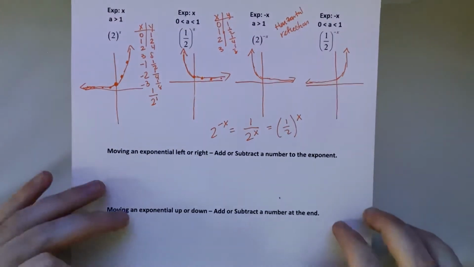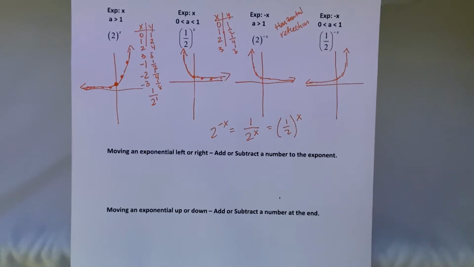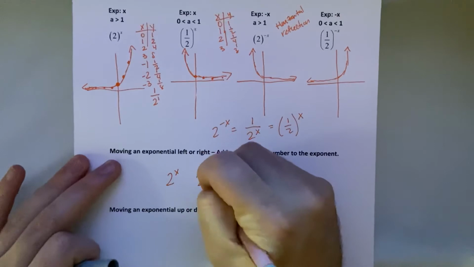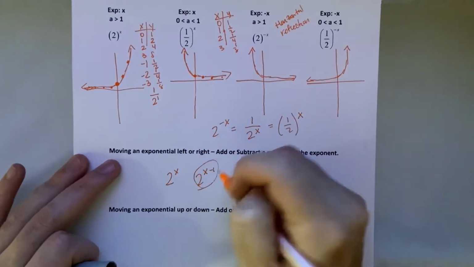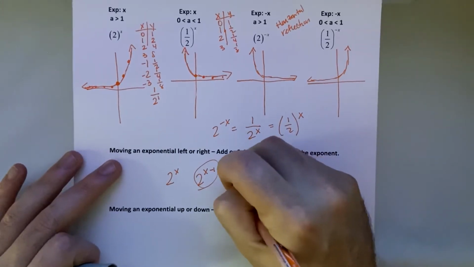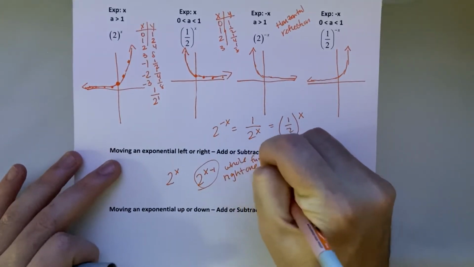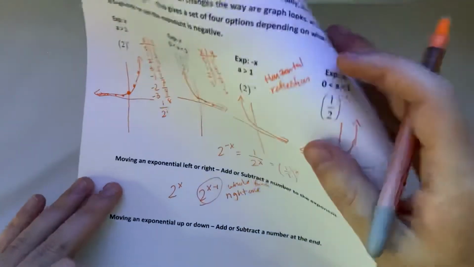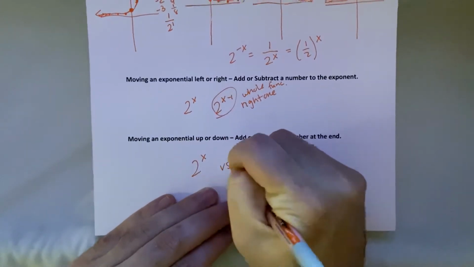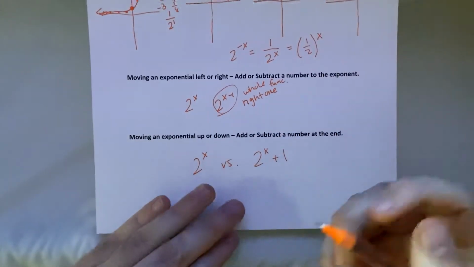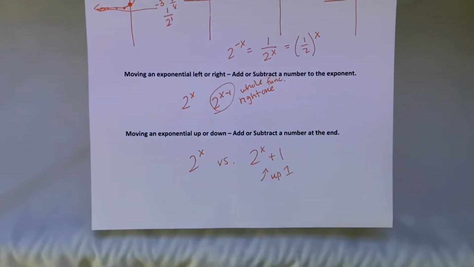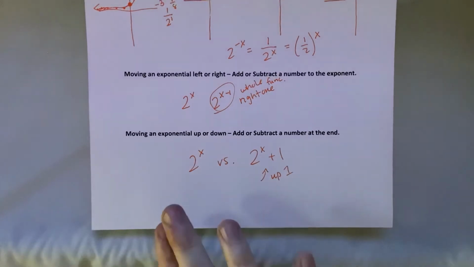Now, if you want to move an exponent left or right, you add a number to the exponent. So basically, how does 2 to the x compare to 2 to the x minus 1? This one is right 1. It moves the whole function right 1 compared to 2 to the x. If you want to move an exponential up or down, you add numbers to the end. So 2 to the x versus 2 to the x plus 1. This one is up 1 from 2 to the x. So our translations will work like other function translations do.